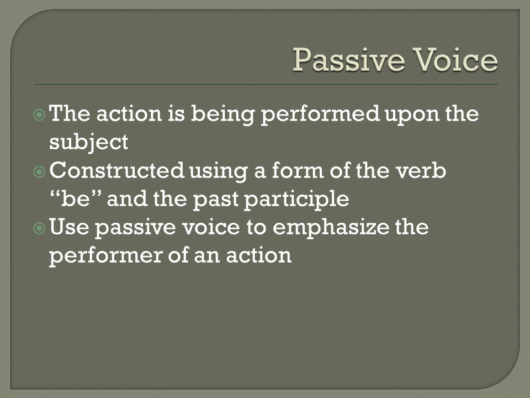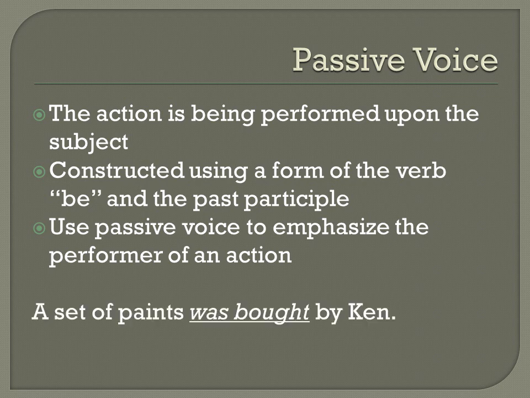You use passive voice to emphasize the performer of an action, not the person that the action is being done to. For example, a set of paints was bought by Ken. Was bought is the passive voice. We have a form of the verb be and the past participle bought. In this case, we are emphasizing the fact that the set of paints was bought, not who bought them.